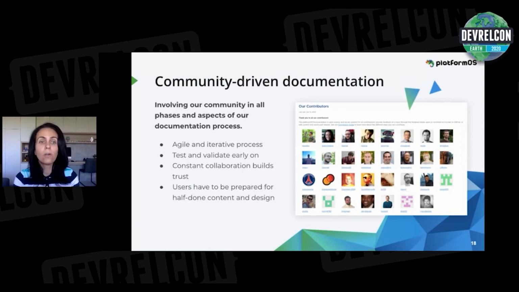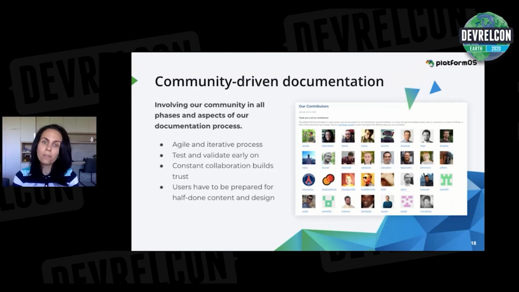Engaging our users early on in an agile and iterative process ensures that we can test and validate all of our assumptions and quickly modify anything if needed. Constant collaboration also builds trust. As our process is completely transparent, our community continuously sees what we are working on, how our docs evolve, and community members can be sure that their opinions are heard and acted upon.